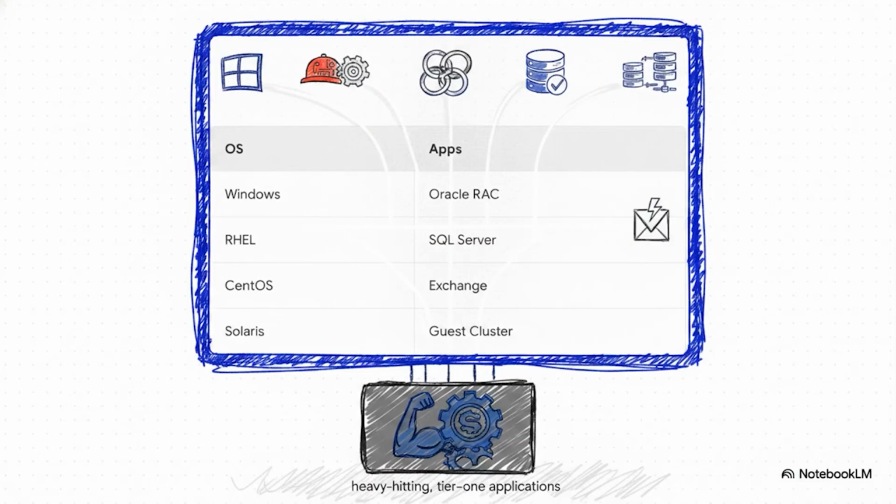And it's honestly pretty amazing when you look at the sheer enterprise-grade workloads this thing handles. Look at the OS side. You've got the heavyweights, Windows Server, Red Hat Enterprise Linux, CentOS, even Oracle Solaris on SPARC. Then check out the qualified apps. We're talking Oracle Real Application Clusters, Microsoft SQL Server, Exchange, Linux guest clusters. This isn't just for lightweight file sharing. It's literally built to support those heavy-hitting Tier 1 applications that absolutely demand robust, shared block storage.